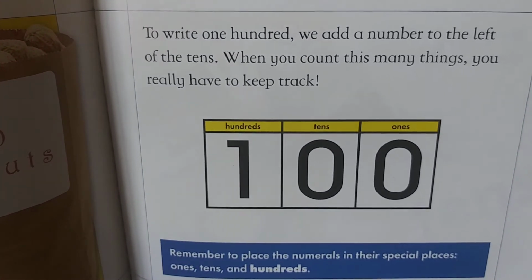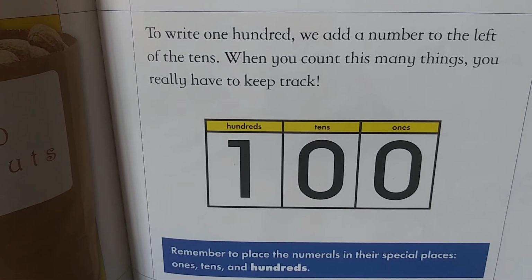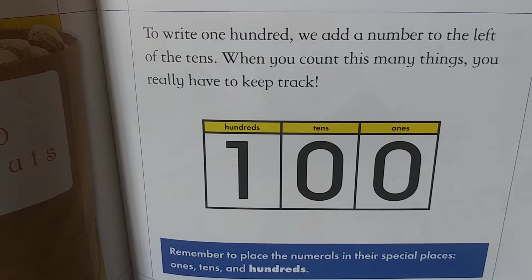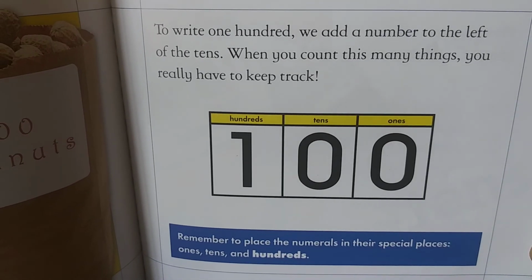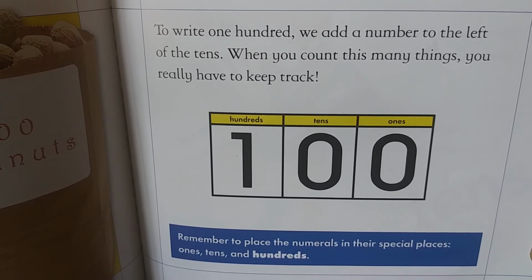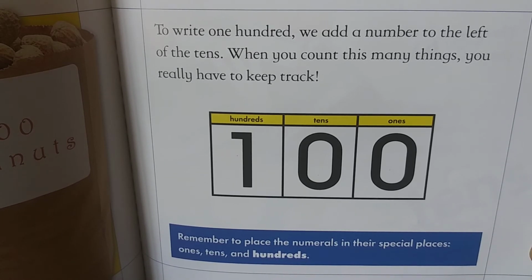To write 100, we add a number to the left of tens. When you count this many things, you really have to keep track. Remember to place the numerals in their special places, ones, tens, and hundreds.